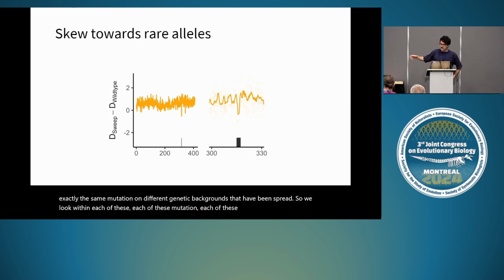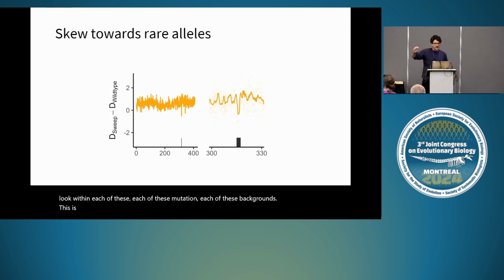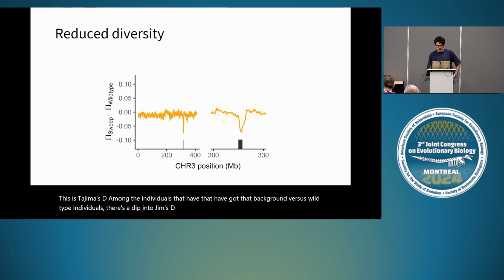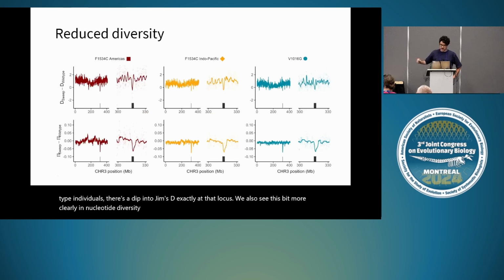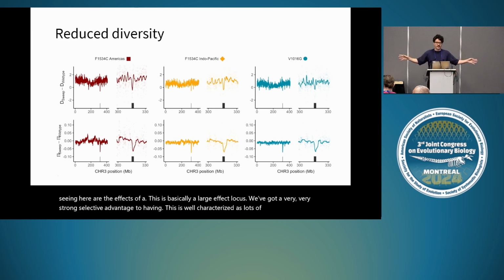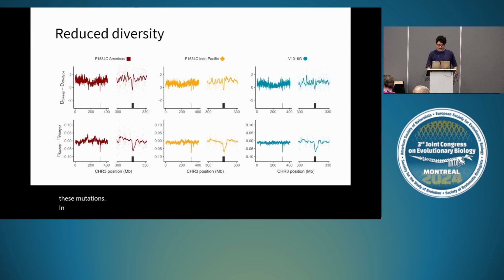So if we look within each of these backgrounds, well, this is Tajima's D among the individuals that have got that background versus wild-type individuals. There's a dip in Tajima's D exactly at that locus. We also see this more clearly in nucleotide diversity, and that's found across all of these sweeps. So what we're seeing here are the effects of basically a large effect locus. We've got a very, very strong selective advantage to having this. This is well characterized. There's lots of research that has been done on these mutations in this gene. And so we're seeing this pattern as what we expect to see.